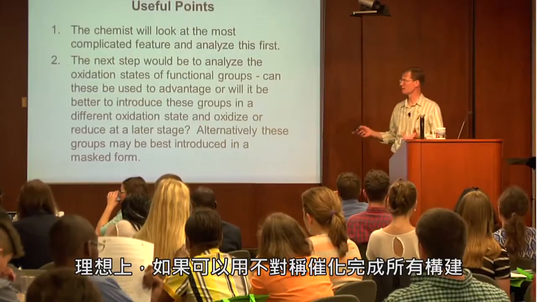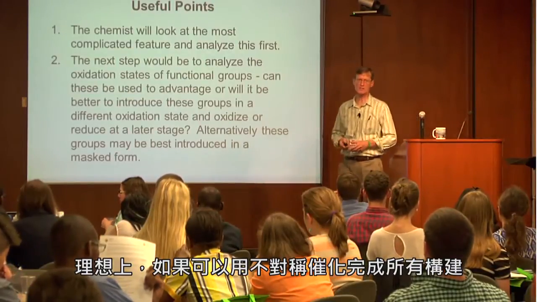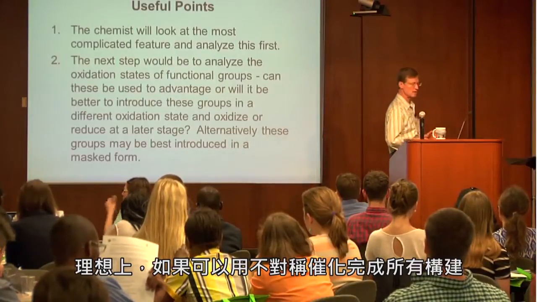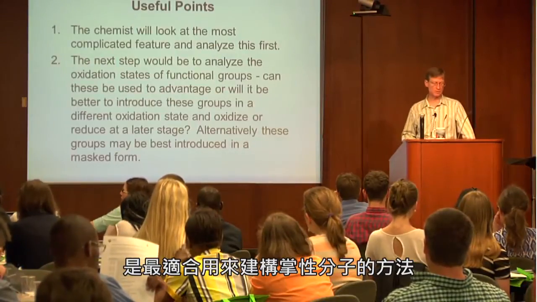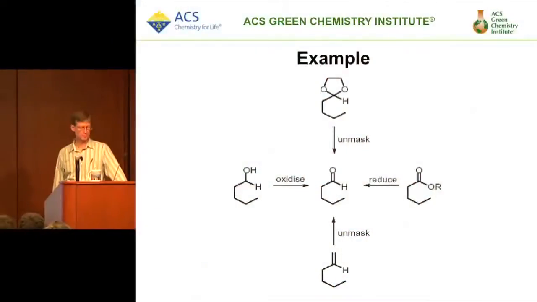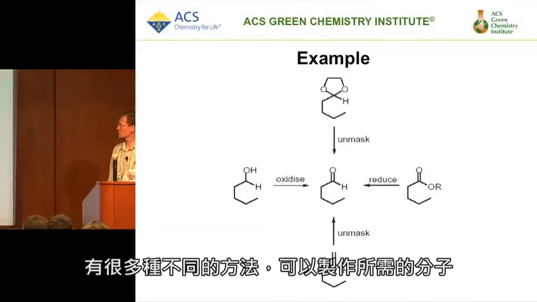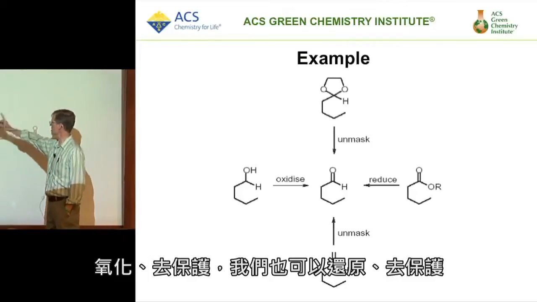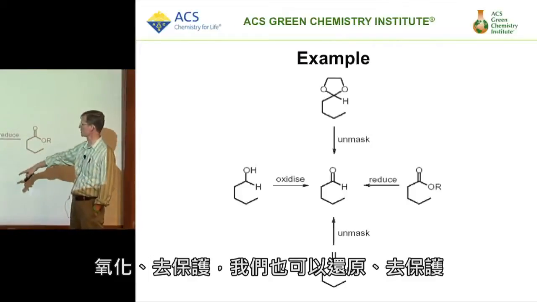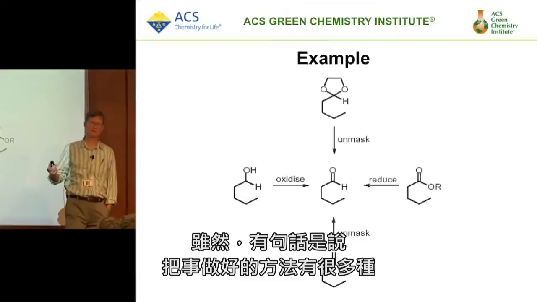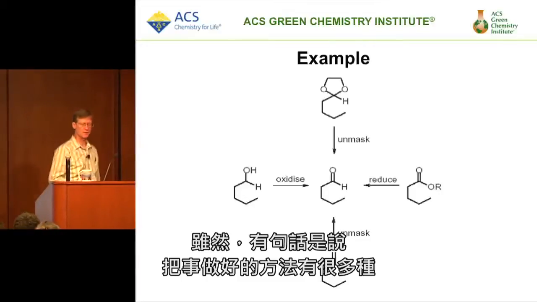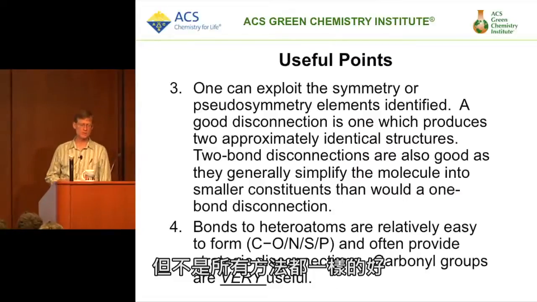And ideally, if we could do everything by asymmetric catalysis, that would be the way to build a molecule in terms of chirality. So again, there's lots of different ways to get to that thing. We can oxidize, unmask, we can reduce or unmask. So again, there's lots of different ways to get to where you want to get to. Not all of them are going to be equally as good.